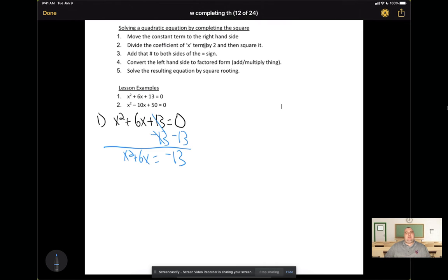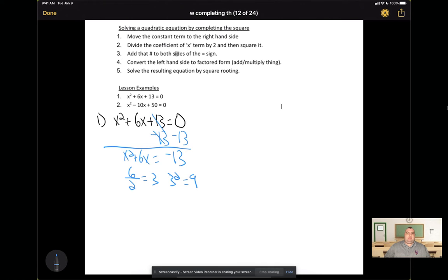So that's step one. Step two, divide the coefficient of the x term by 2 and then square it. Our x term is right here. The coefficient of the x term is going to be positive 6. So take the coefficient of the x term, divide it by 2. So 6 divided by 2 is 3, and then square it. So 3 squared equals 9. When we do that, we end up with 9. That's step 2.